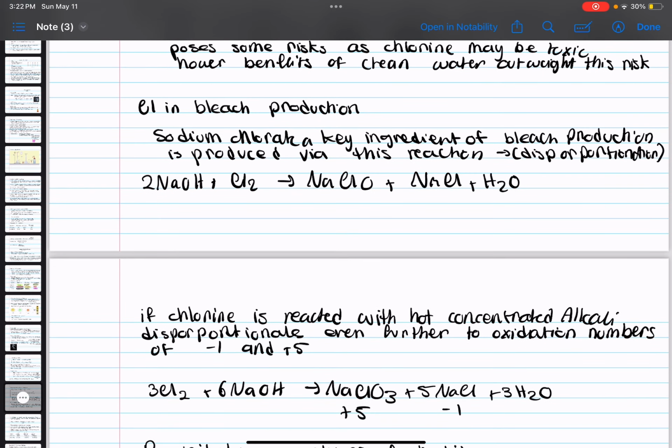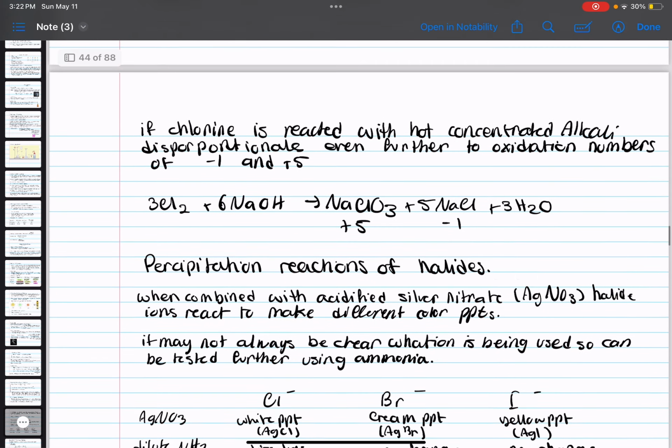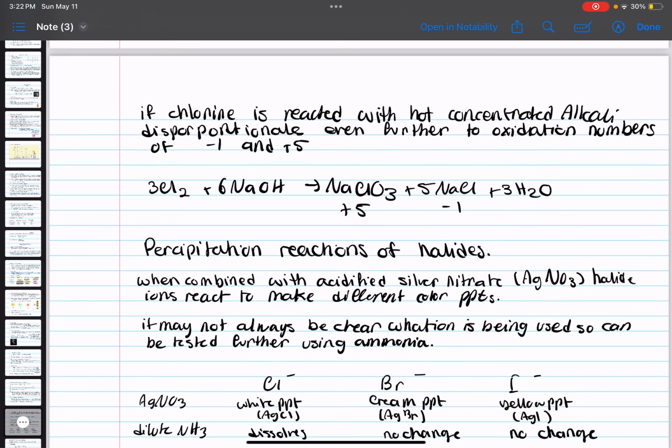Chlorine is also used in bleach production. Sodium chlorate(I) is a key ingredient of bleach, and it's produced via the disproportionation of chlorine. So 2NaOH plus Cl2 gives you NaClO plus NaCl plus H2O, which contains the sodium chlorate(I). If chlorine is reacted with hot concentrated alkali, it disproportionates even further to oxidation numbers of -1 and +5. So with a hot concentrated alkali instead of a normal one, you get +5 and -1 oxidation numbers.